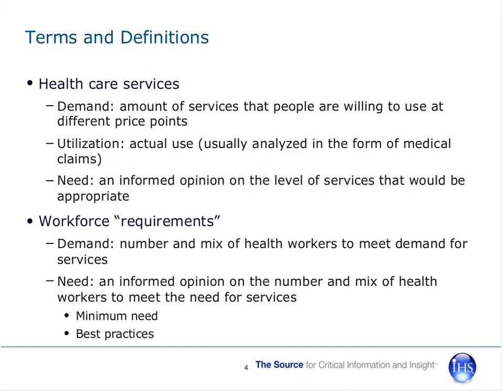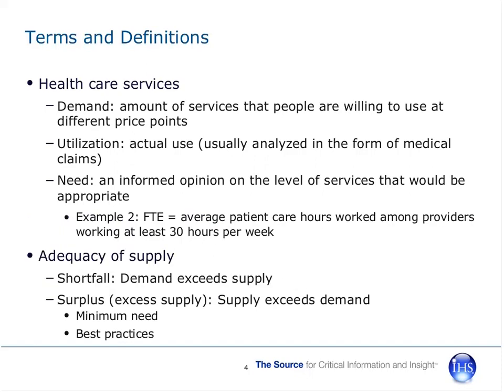Where they say what's kind of a minimum threshold that we use to define a shortage area. And then need can also be determined based on best practices, where a panel of people take into consideration the epidemiological needs of a population and best practices in terms of how to deliver those services, and come up with the number of clinicians that would be needed to adequately serve a population.